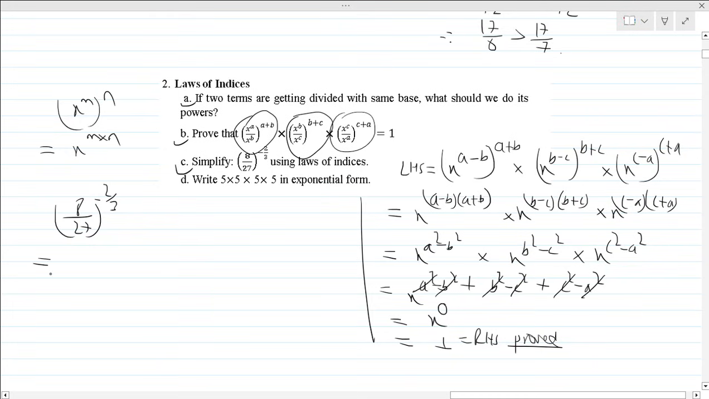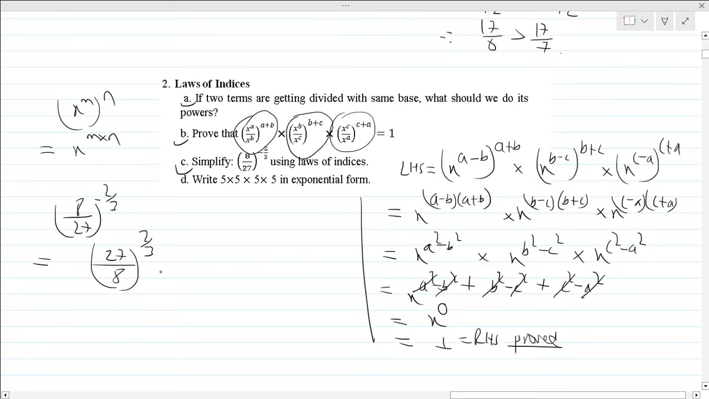A very easy and shortest way to deal with this kind of problem is to remove the negative power, turning it into positive by reciprocating the base. So here the base is 8 by 27. This we reciprocate, and the negative power we turn into the positive power. So we write 27 by 8, and that power negative 2 by 3 we turn into the positive power 2 by 3.